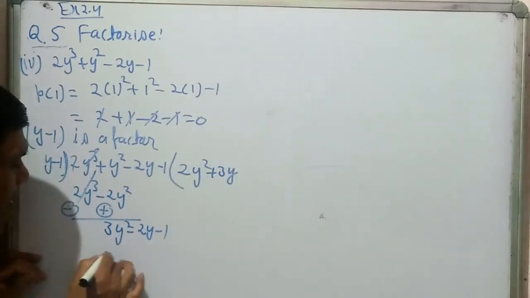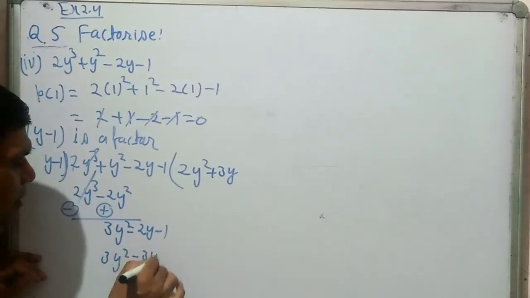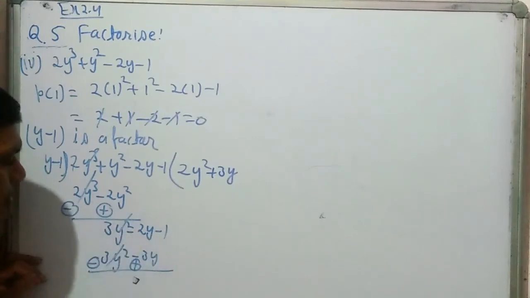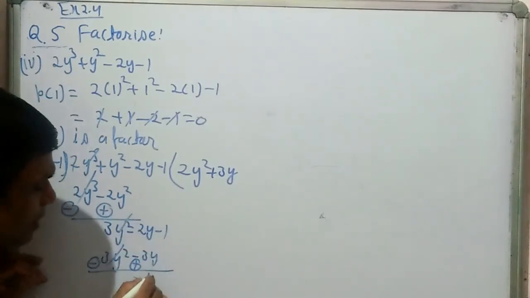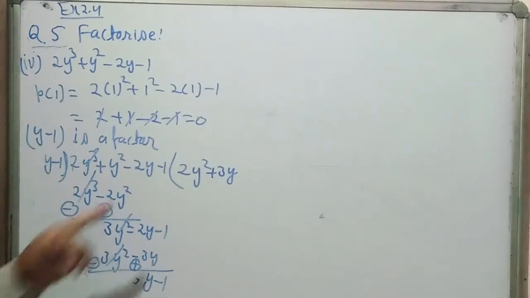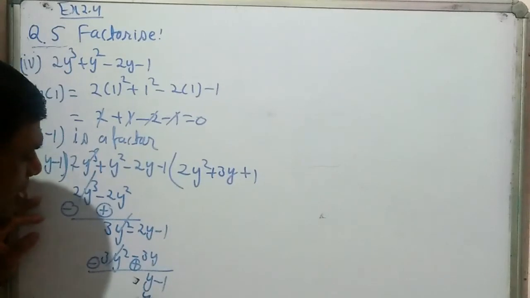What we get? 3y square. 3y into minus 1, minus 3y. Change sign. Cancel it. 3y minus 2y, y minus 1. The same is being repeated, put 1. So we get y minus 1, and the remainder is 0.